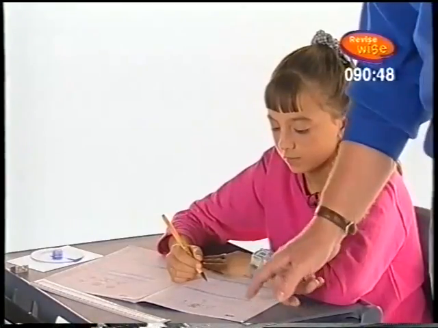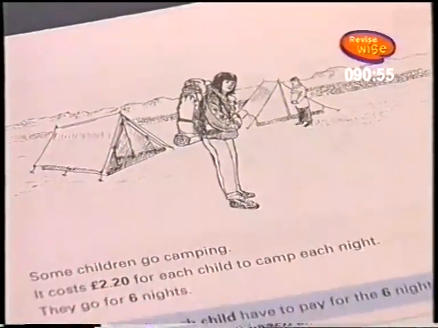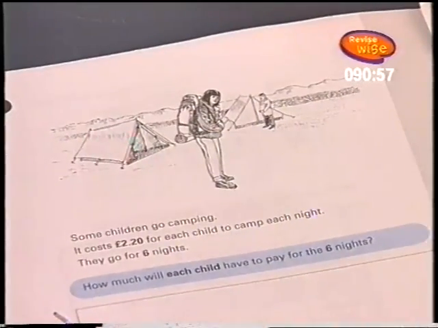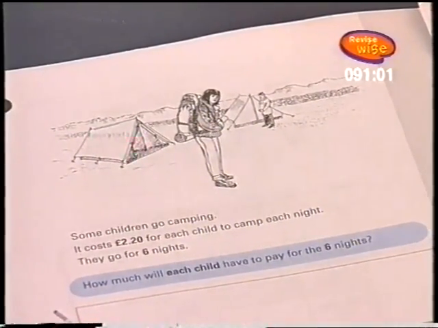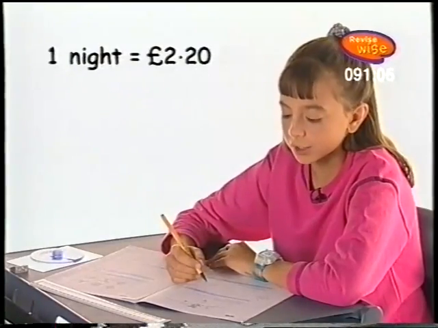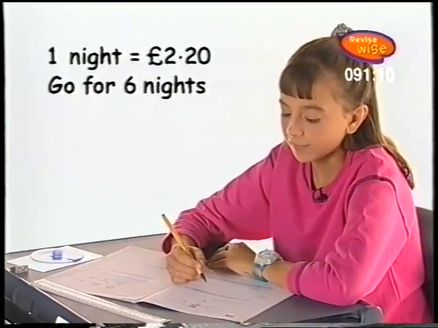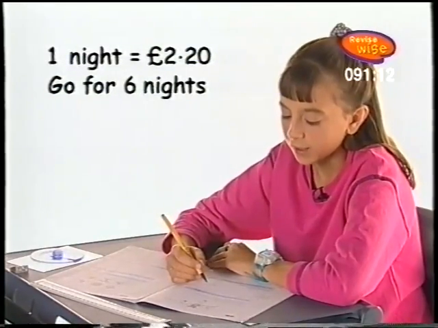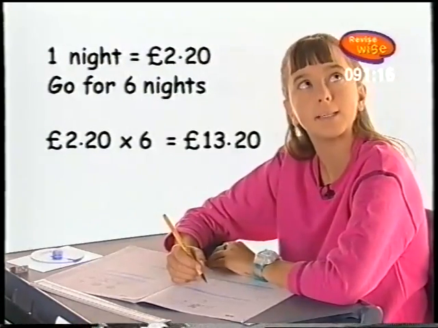Try this question on the test paper. Some children go camping. It costs £2.20 for each child to camp each night. They go for 6 nights. How much will each child have to pay for the 6 nights? Have a go at it then. Well, if one night costs £2.20 and they go for 6 nights, then the total cost will be £2.20 times 6. We've just done that, so it's £13.20. That's right. You've solved the problem.